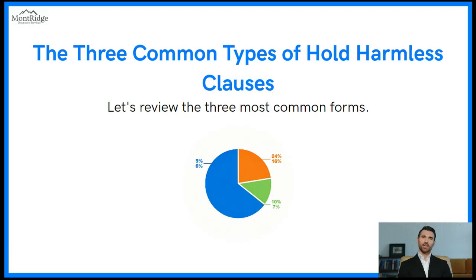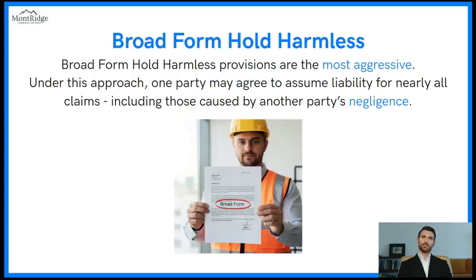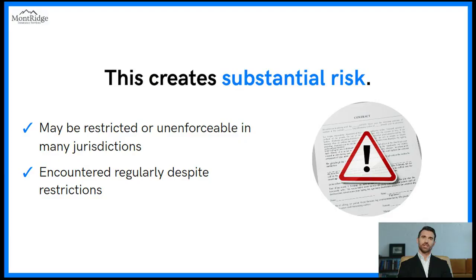The three common types of hold harmless clauses. Let's review the three most common forms. Broad form hold harmless. Broad form hold harmless provisions are the most aggressive. Under this approach, one party may agree to assume liability for nearly all claims, including those caused by another party's negligence. This creates substantial risk, may be restricted or unenforceable in many jurisdictions, and is encountered regularly despite restrictions.